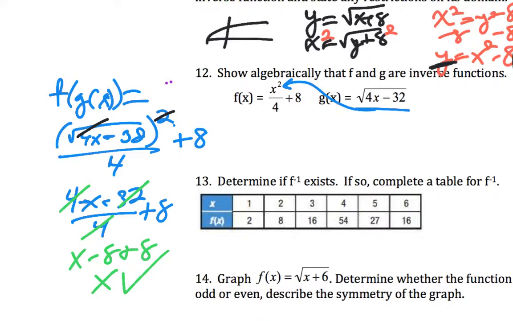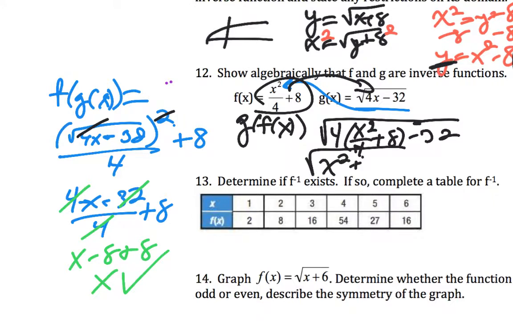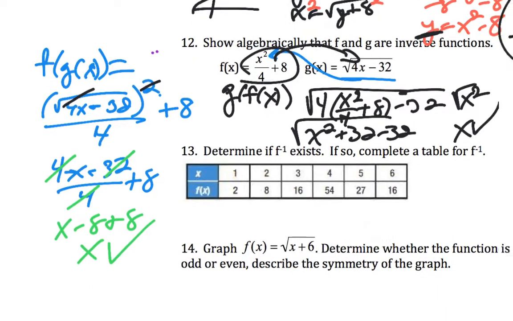Now let's check it the other way just to be sure something crazy is not happening. So we need to find g of f of x. So I'm going to take the f and plug it in for the x in g. And so this becomes the square root of 4 times x squared over 4 plus 8, minus 32. And as I distribute, this becomes x squared plus 32 minus 32, which is the square root of x squared, which is x. And so yes, definitely, they're inverses of each other.